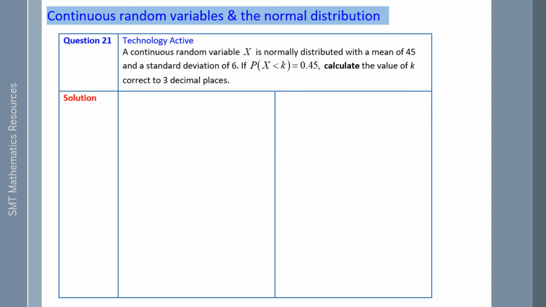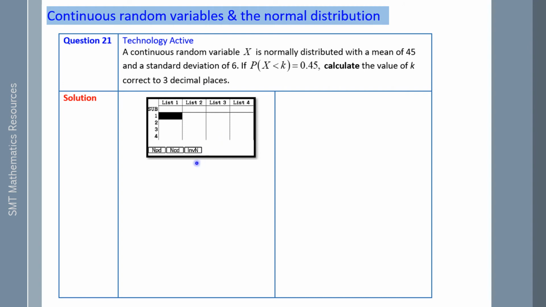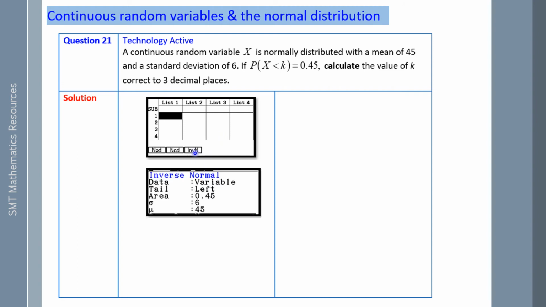A continuous random variable, x, is normally distributed with the mean of 45 and a standard deviation of 6. If the probability that x is less than k is 45%, calculate the value of k, correct to 3 decimal places. That's going to be using a stat menu, using the inverse, because we know the answer. Less than means left. The area is 45%. The standard deviation is 6 and the mean is 45. You press enter. Therefore, k is 44.246 to 3 decimal places.